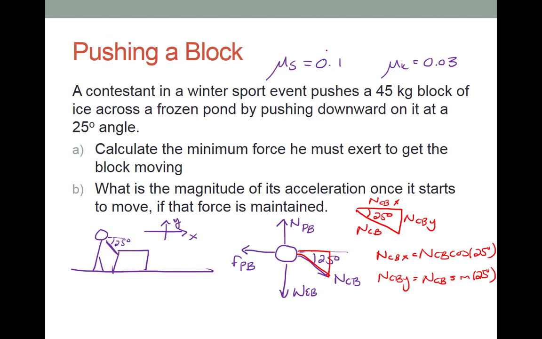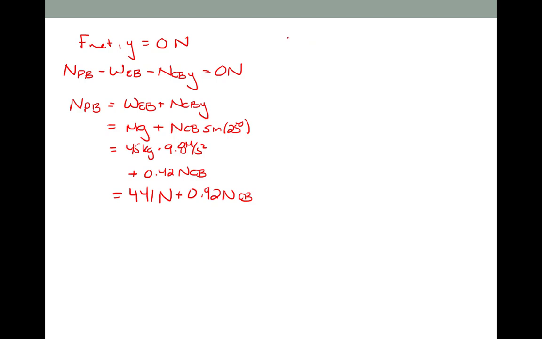Okay, in the first part, it's the minimum force he must exert to get the block moving. What that is asking for is how much force do you need to apply to overcome the maximum value of the force of static friction. So looking in the x direction, F net in the x direction is going to equal 0 in this case, because we want to know the force we need to apply to overcome static friction. There are two forces in the x direction. We have the x component of the force from the contestant, and we have the force of friction.